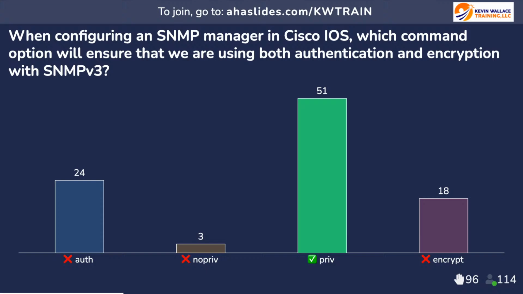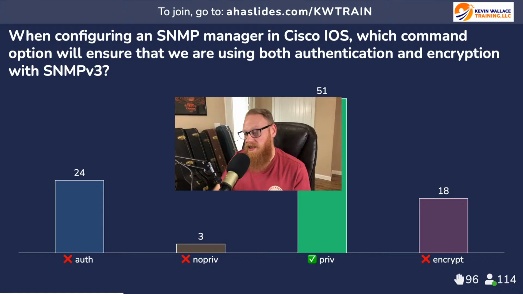All right, time is up, and the majority selection was priv. 51 folks selecting that, and as you can see, that is absolutely correct. SNMP version 3. With that, we have both authentication and encryption features inside that. So SNMP version 3 is the most recent, the most preferred version of SNMP where we can have that implemented. And that did introduce the enhanced security suite that we're talking about here.